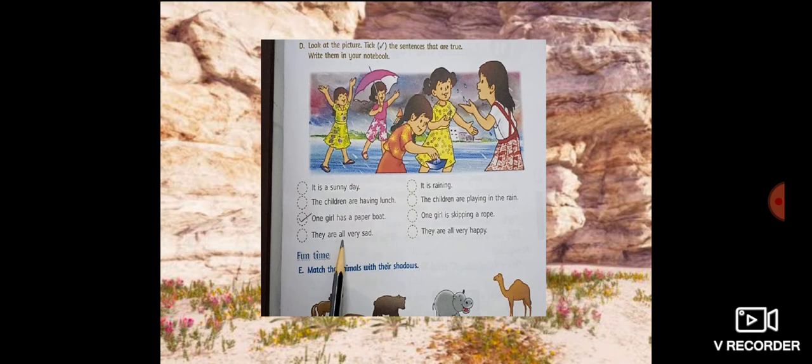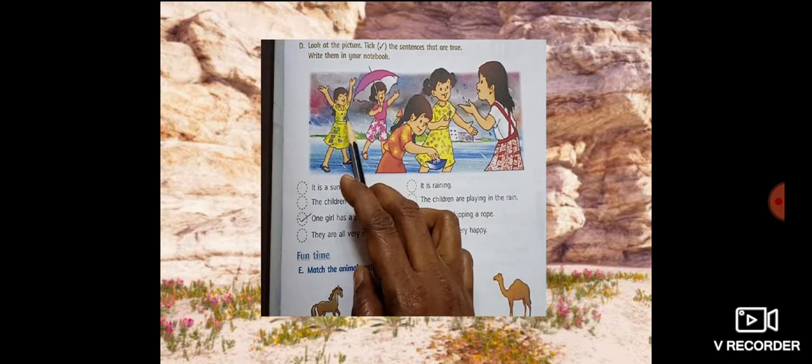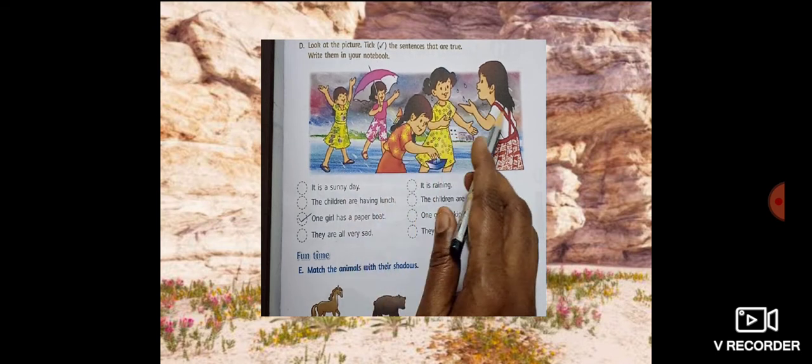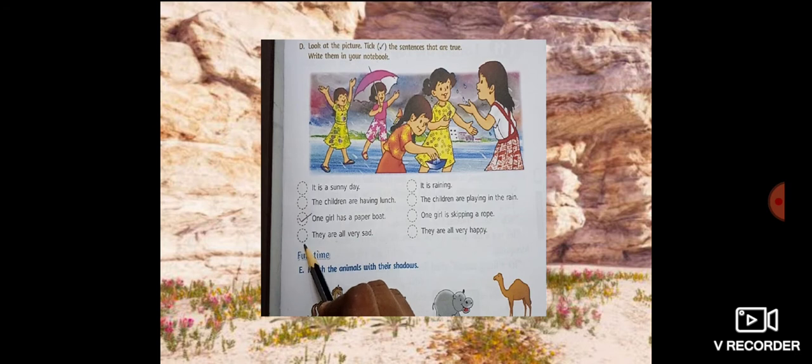Fourth one. They are all very sad. Are they sad? Look at these faces. Look at these girls' faces. Are they sad? No, they are all happy, right? So don't put a tick over here because it is not true.